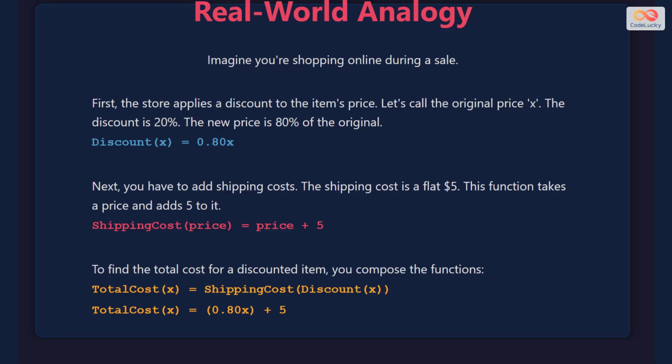This might seem abstract, but we use function composition in real life. Imagine you're buying something that's on sale. The first function calculates the 20% discount. Its output is the sale price. The second function takes that sale price as its input and adds a $5 shipping fee. To find the final cost, you are composing the shipping cost function with the discount function. The output of the first action becomes the input for the second.